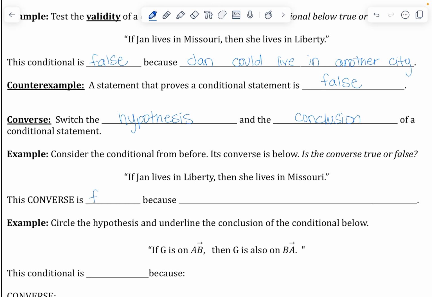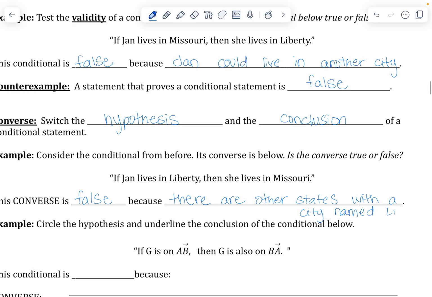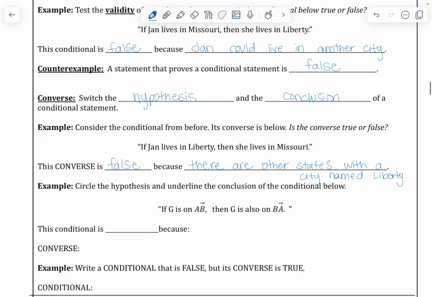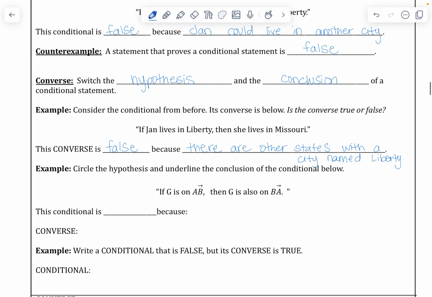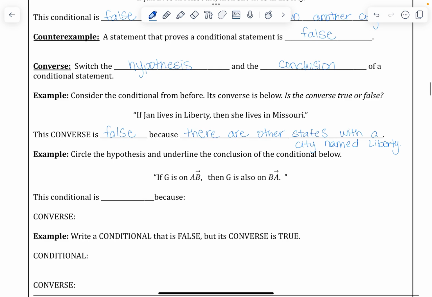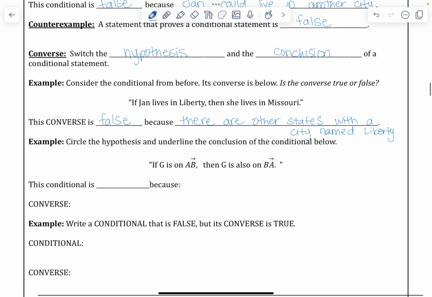So this converse is also false because there are other states with a city named Liberty. So that is a little fun fact. If you didn't know there was another state with a city named Liberty, if you want to look it up and figure out what state it is, go for it.